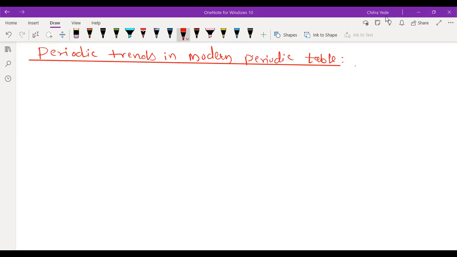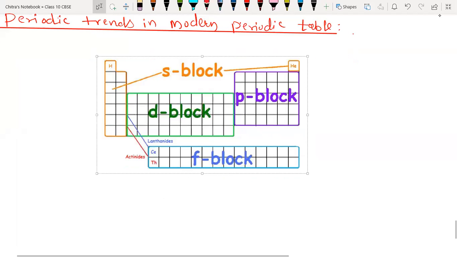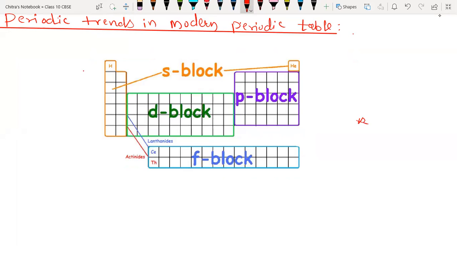We have to understand these one by one. For this, I'll require the block diagram of the periodic table. Wait a second. Okay, so here we have the block diagram for the modern periodic table. See, this is the modern periodic table.